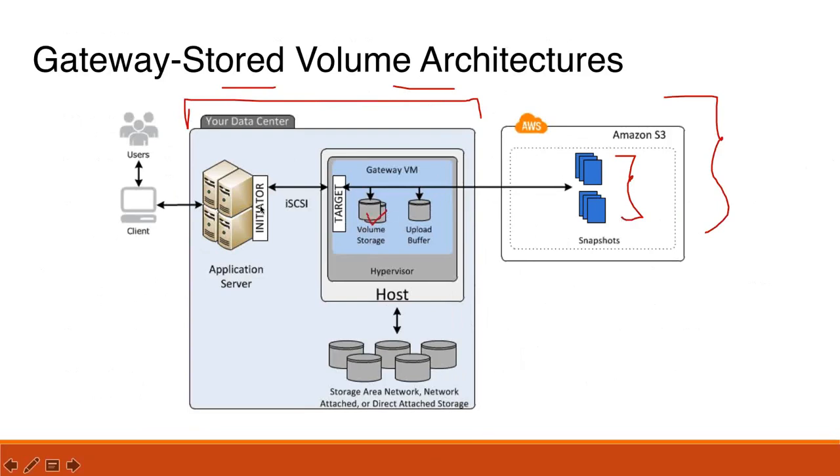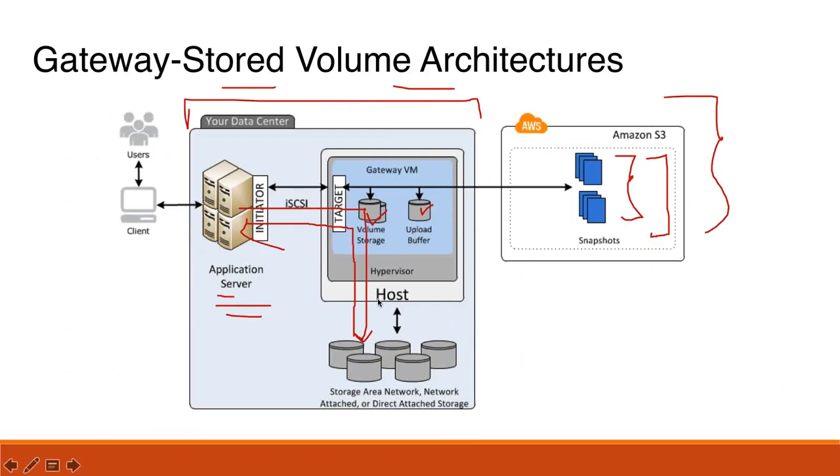Whenever the application server writes data, it writes the data to the volume storage, and the volume storage writes the data to the storage area network or disk attached storage. If the application server wants to retrieve data, the volume storage will pull back the data from here and give it to the application server. And this upload buffer will copy over the backup in the form of snapshots to your S3. So this is opposite to your gateway cached volume architecture.